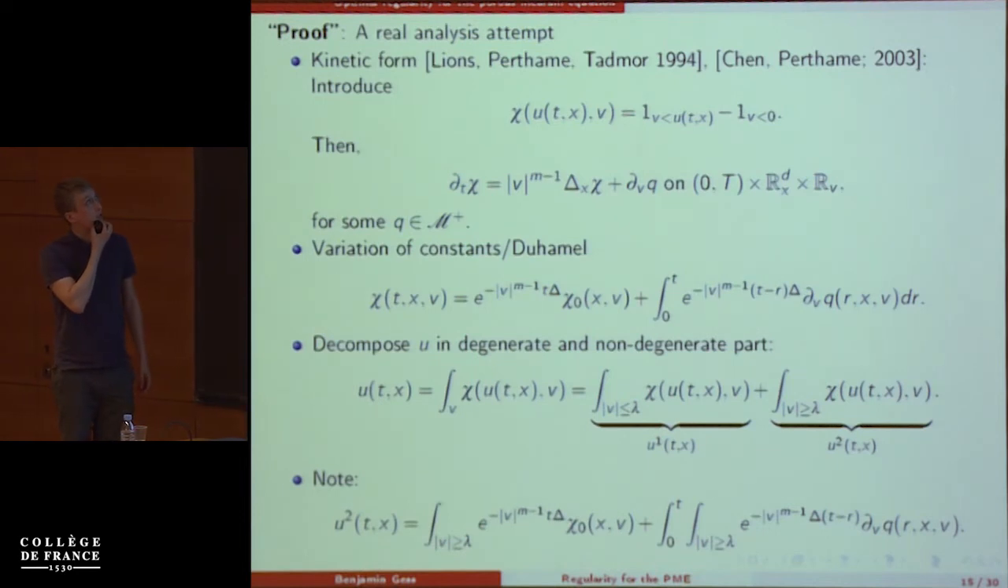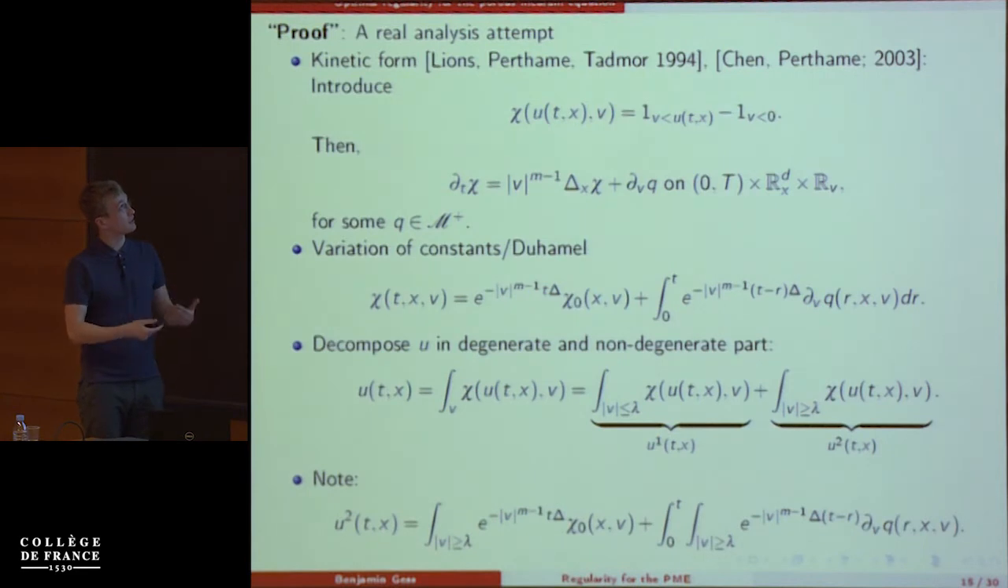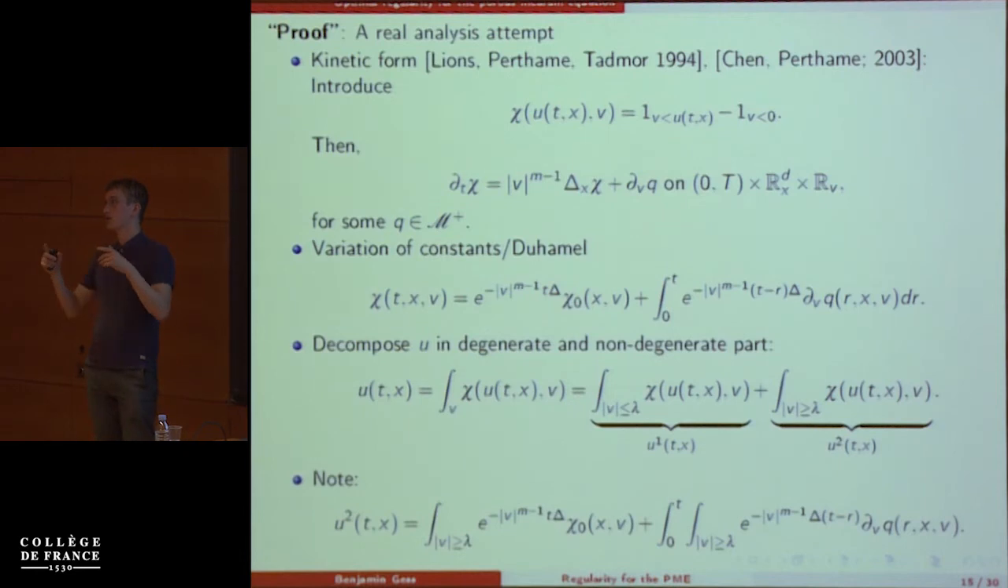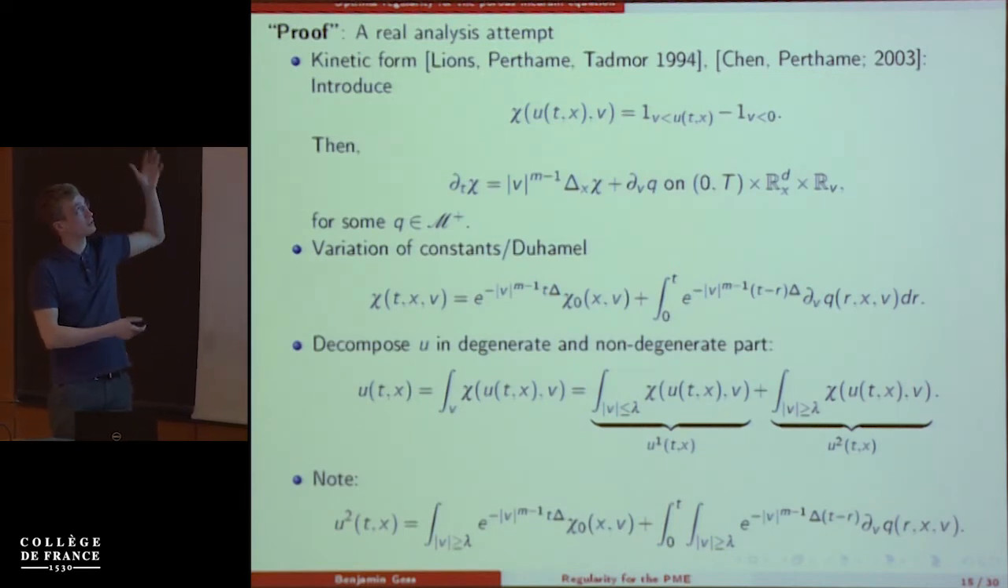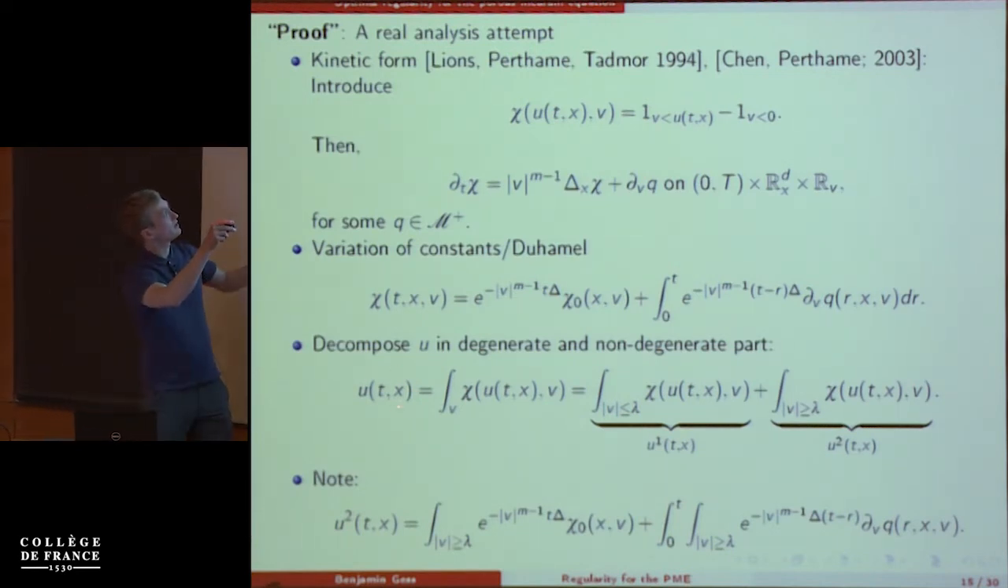This is one reason, but there's another benefit of writing down the kinetic form, because it also gives you a good way to decompose your solution. On this formal level, we saw that the difficulties in the regularity of the solution should come from the values being small. So it should be a good way to decompose your solution into a part which only sees small values and a part which only sees large values. Maybe it's not so immediate how to write it down, but once you have written down the kinetic function, it is immediate. So I write it here.